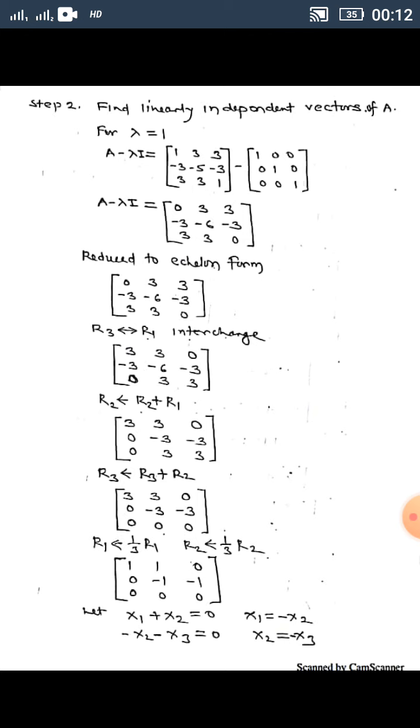Now first place is of x1, second is x2, third is x3. So we get the equations x1 plus x2 is equal to 0. From that we can write x1 as minus x2. In second, x1 is 0, minus x2 minus x3 is equal to 0. We consider the homogeneous system, that is regular. From this we get x2 is equal to minus x3. So we can substitute x2 in the first, x1 is equal to minus x2, we get x1 is x3.